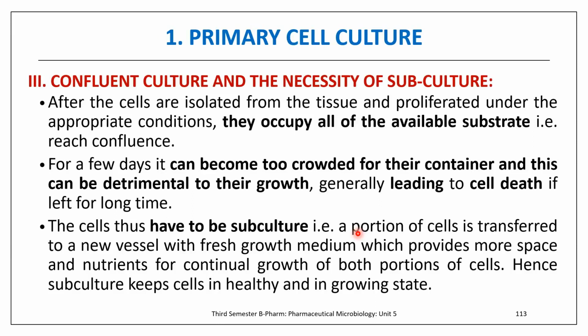These are the cells which we get when a suspension cell culture is overgrown. What will happen if there is more growth in this kind of suspension cell is that it will be overcrowded, and the cells will occupy all the available substrate. They will reach confluence. There will be some kind of mixture or aggregates of cells, so it will be very difficult to differentiate them.